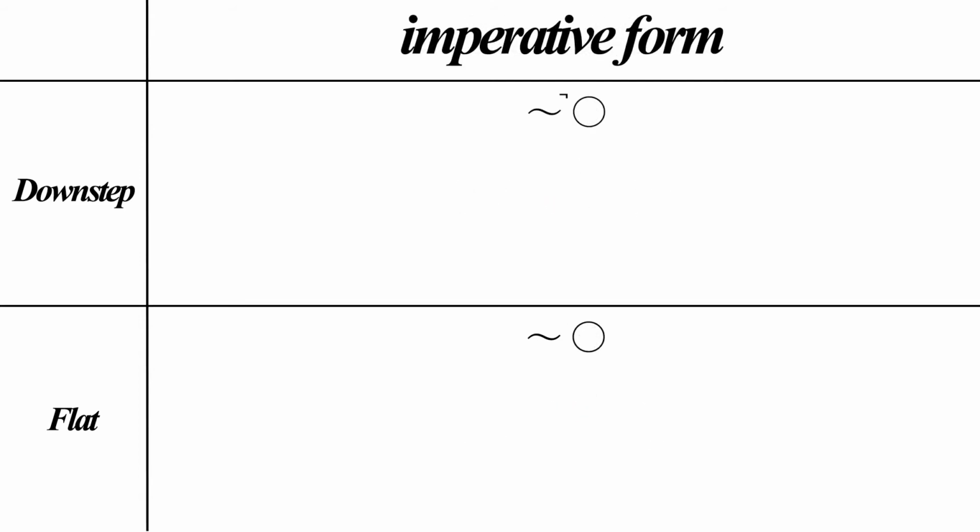Next, imperative form. In the imperative form, the accented mora differs between the downstep type and the flat type. In the downstep type verbs, the accent falls on the mora before the last one. For example, 書く turns into 書け. So the accent falls on か. 書け.